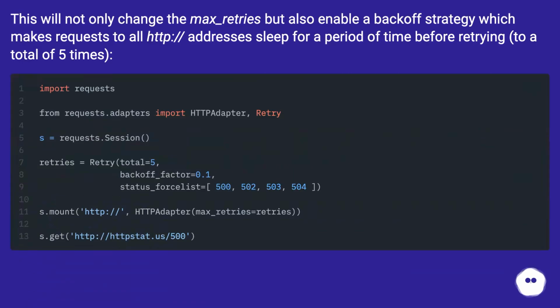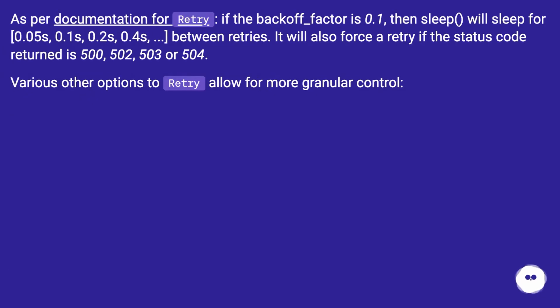This will not only change the max_retries but also enable a back-off strategy which makes requests to all http:// addresses sleep for a period of time before retrying, to a total of 5 times. As per documentation for Retry, if the backoff_factor is 0.1, then sleep will sleep for 0.05s, 0.1s, 0.2s, 0.4s between retries. It will also force a retry if the status code returned is 500, 502, 503 or 504.